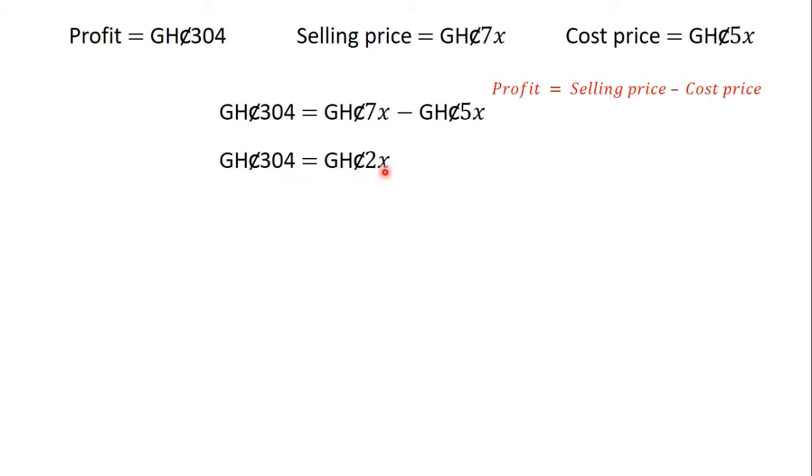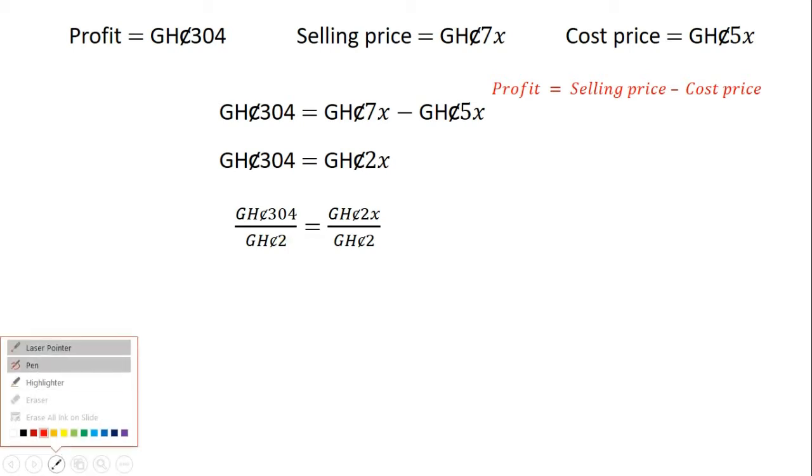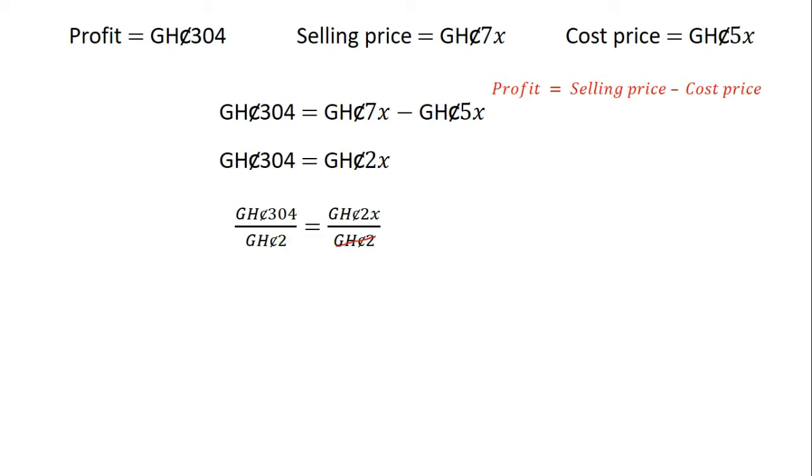We want to make x the subject, or we want to find x. In order to do that, we learned from linear equations that you are going to divide both sides by the number attached to x. So here the number attached to x is 2 Ghana cedis. So you will divide both sides by 2 Ghana cedis. When you do that, we can see that 2 Ghana cedis and 2 Ghana cedis will cancel each other out. When you come here, Ghana cedis and Ghana cedis will cancel each other out. So you have 304 divided by 2 is equal to x.